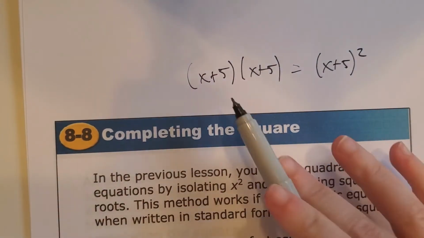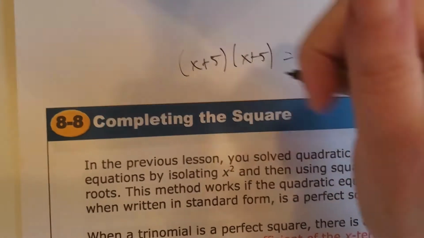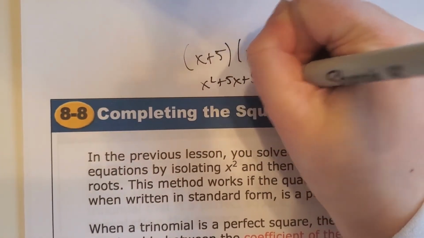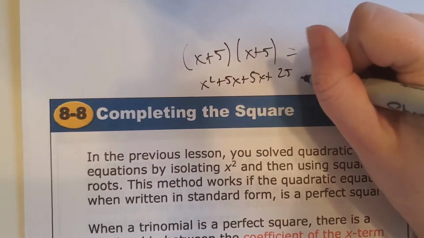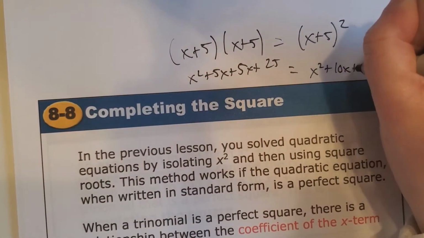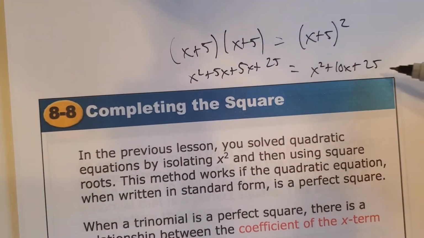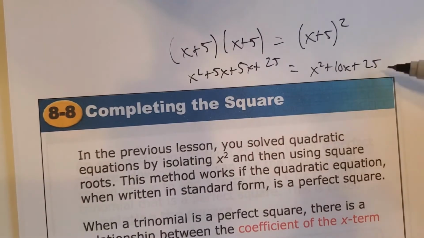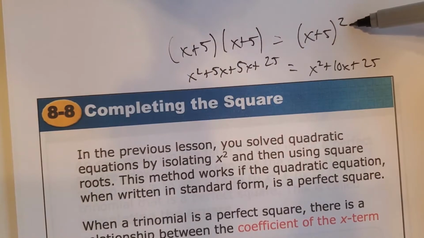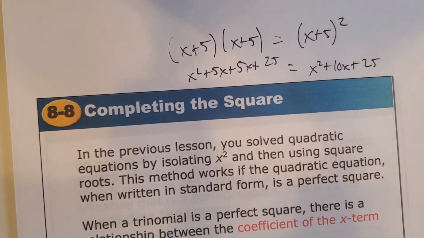All right? And if you FOILed this back out, you would be left with x squared plus 5x plus 5x plus 25, which when you combine like terms gets you x squared plus 10x plus 25. So this would be your original factoring problem, right? And this would be your final answer. So something like this is an example of what's called a perfect square trinomial, all right?